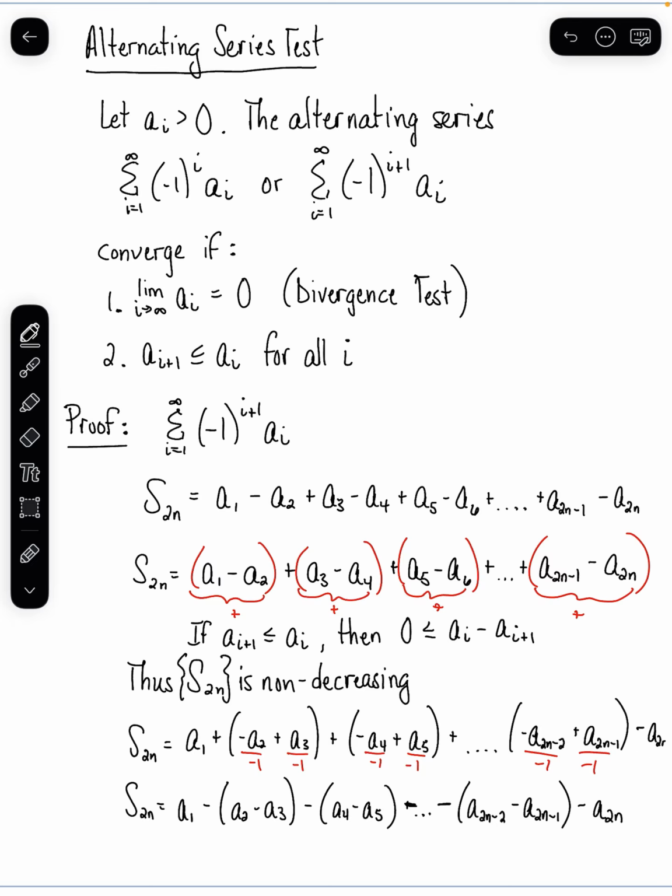The idea here is that, as before, if a sub I plus 1 is less than or equal to a sub I, then the difference between subsequent terms, successive terms, is positive. That means what we have here is a positive value, a sub 1, and then from it, we are going to subtract another positive value, and then another positive value, and so on. This means that the sequence s sub 2n will always be smaller than or equal to a sub 1.